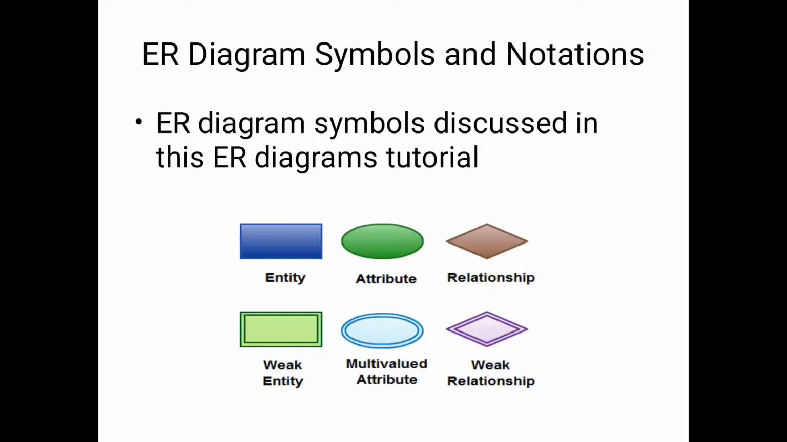In software engineering, the same thing, the ER diagram symbols and notation, as you all studied in the DBMS, everything is the same here. So this rectangular shape indicates the entity, this oval indicates the attribute, this diamond shape indicates the relationship, this double rectangle indicates the weak entity, the double oval indicates the multi-valued attribute, and this is a weak relationship.